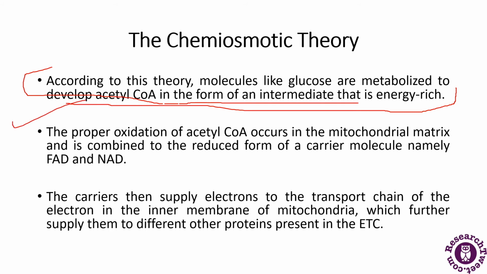The proper oxidation of acetyl coenzyme A occurs in the mitochondrial matrix, and it is combined to the reduced form of carrier molecules, namely FAD and NAD. So this is the proper oxidation of acetyl coenzyme A in the chemiosmotic theory.